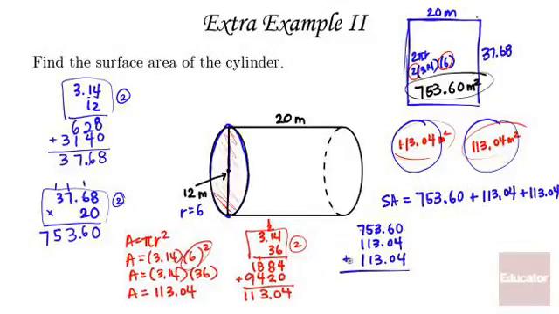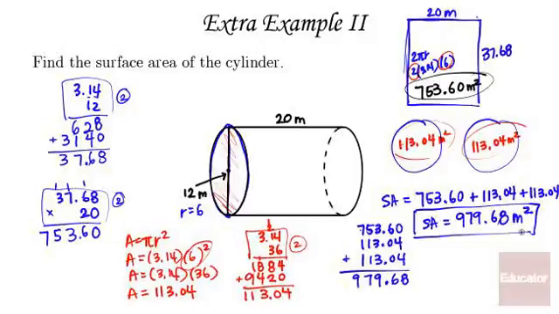So make sure when you add decimals, the decimal points all line up, and then the decimal point in the answer is just going to go straight down. So this is 8. 6 plus 0 plus 0, 6. 3, 6, 9. 5, 6, 7. 7, 8, 9. Okay, so our surface area is 979.68 meters squared. Okay, for area.